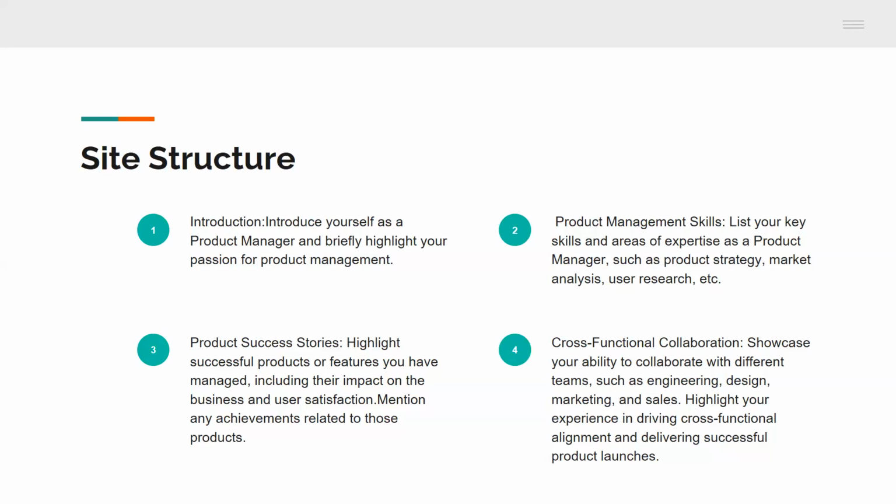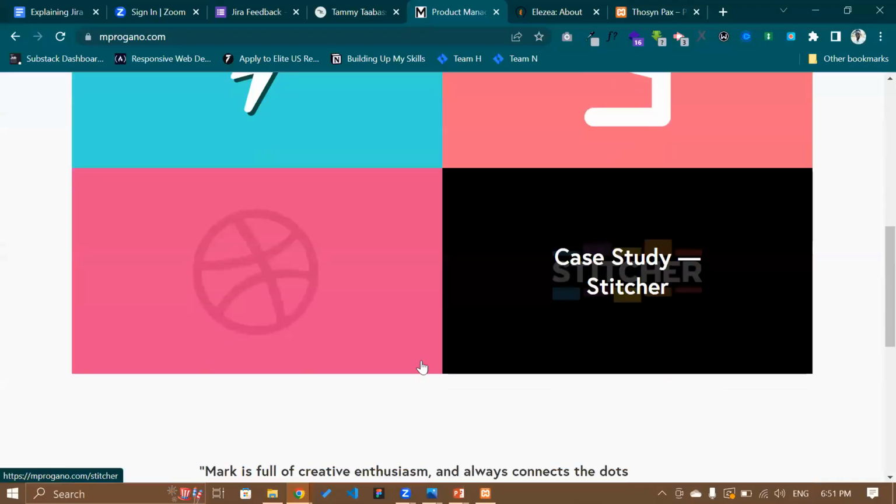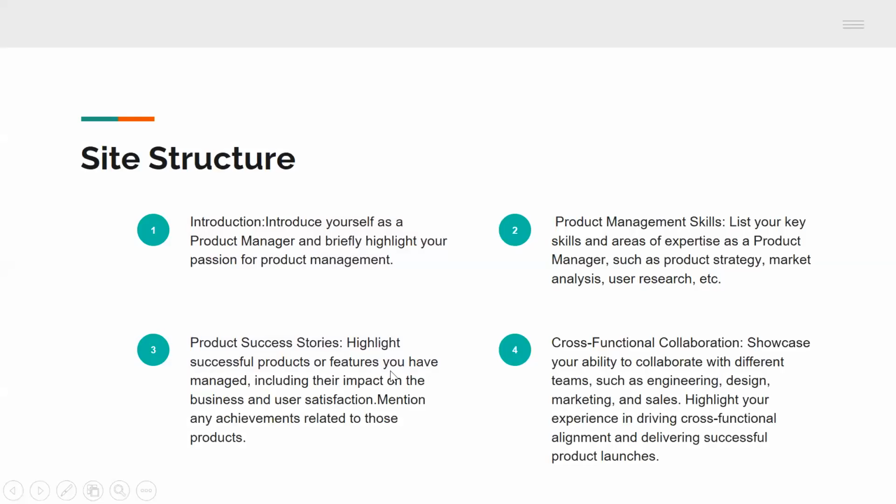Number 3 is product success stories. This is not always very important, but it is very important when you put it into your project highlights. You highlight successful products or features you have managed, including their impact on the business. This is similar to the project highlights, something of that nature.